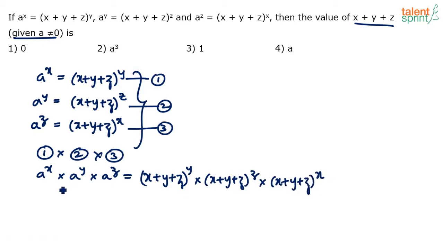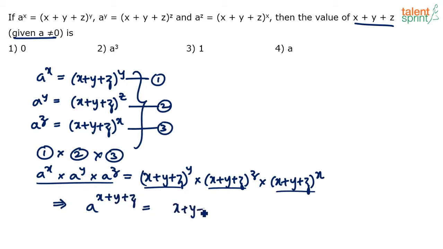Now we know the basic laws of surds and indices, right? I mean, laws of indices. If the bases are equal and in multiplication form, the powers can be added. So on the left hand side you see that all the bases are a and they're in multiplication form. On the right hand side also all the bases are same, equal, x plus y plus z, and in multiplication form. So their powers can be added. So what do we get? A power x plus y plus z equals to, on the right hand side we have x plus y plus z as the common base, and the powers can be added, y plus z plus x, which is like x plus y plus z. Now compare the 2 sides here, left hand side and right hand side. The powers get cancelled on both the sides, x plus y plus z.